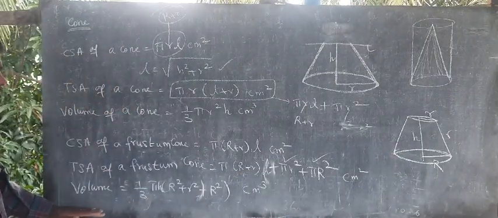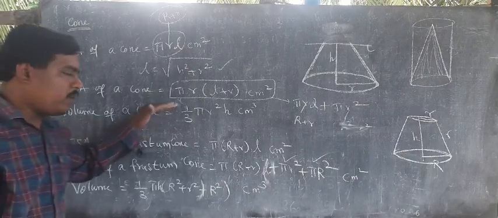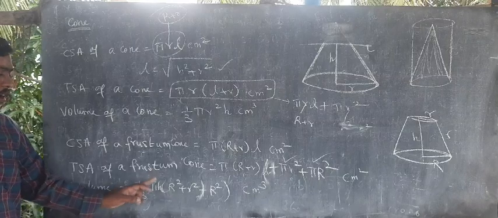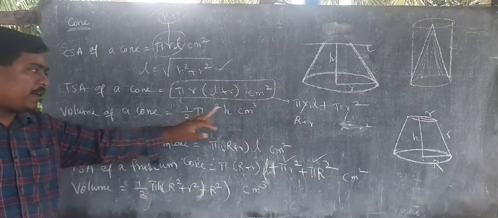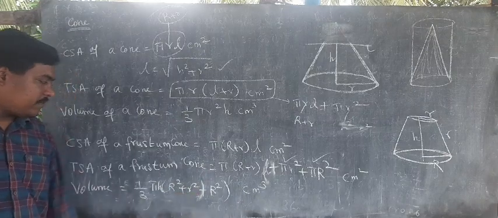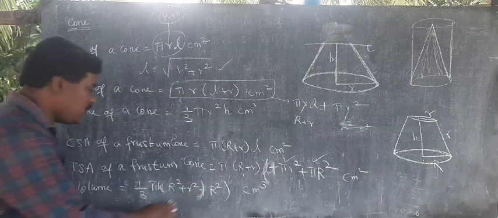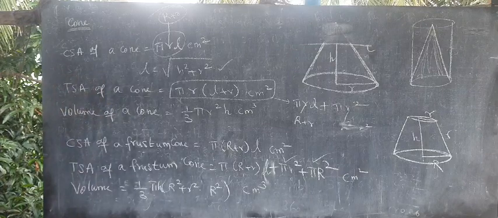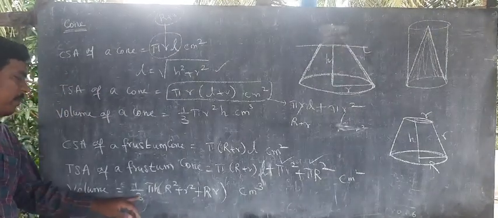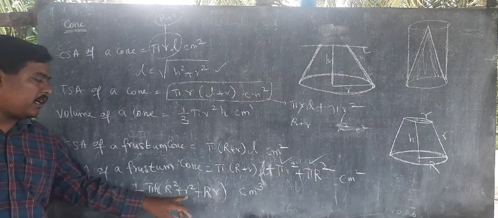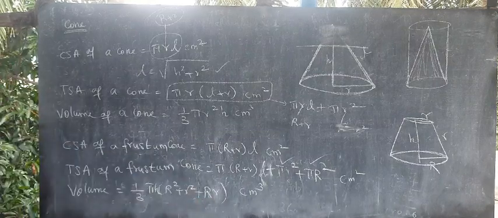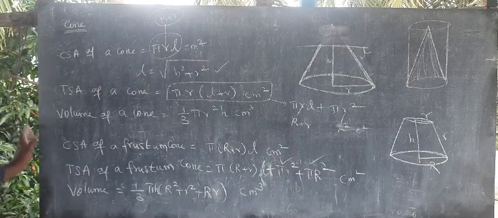And then volume, same thing. Volume of a cone is 1 by 3 pi r square h. The frustum is also the same thing, 1 by 3. For r, replace with capital R and smaller r, so R square plus r square plus R into r. Like this we have to write the formula. So 1 by 3 pi h times R square plus r square plus R into r, with small r and capital R. So these are the formulas for the cone.